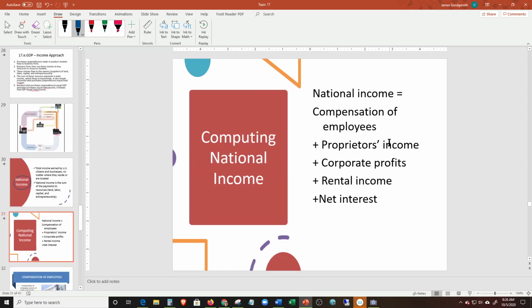So national income equals the compensation of employees, proprietors' income, that is non-corporate business firms' income, corporate profits, total profits, which would include corporate profit taxes, dividends, and undistributed profits, retained earnings. We're looking at the gross profits, rental income, and net interest. That equals national income.